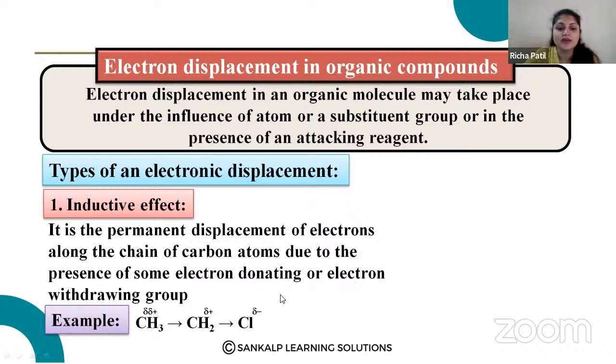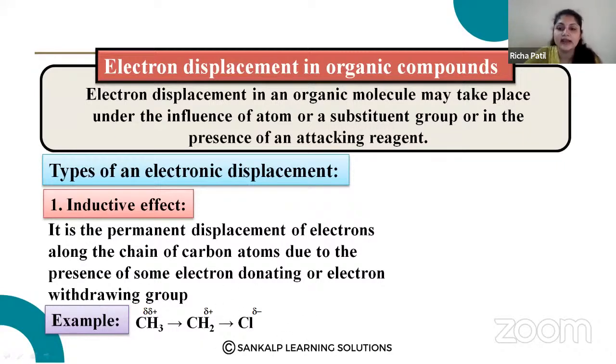In this, halogens, then your alkyl groups. Based on that, the inductive effect occurs. For example, it is given CH3CH2Cl. So this Cl is what? It is an electron withdrawing group. It withdraws the electron.